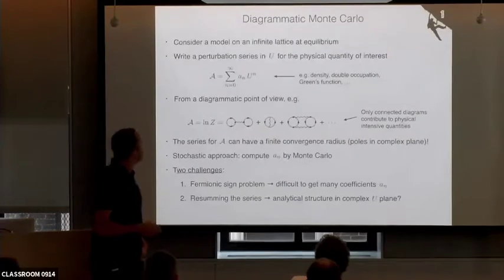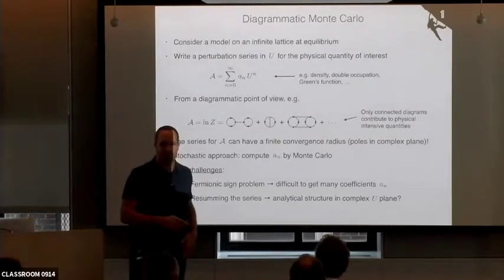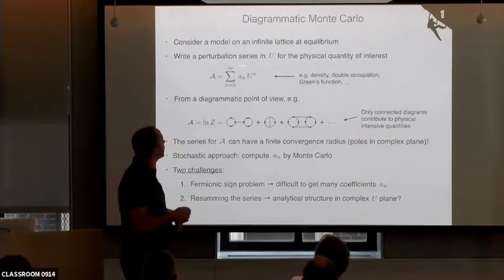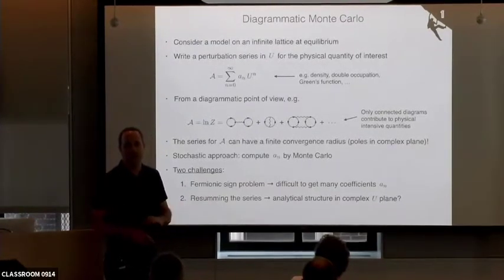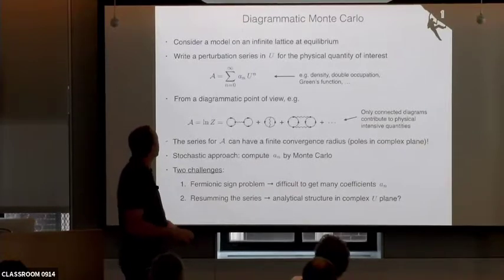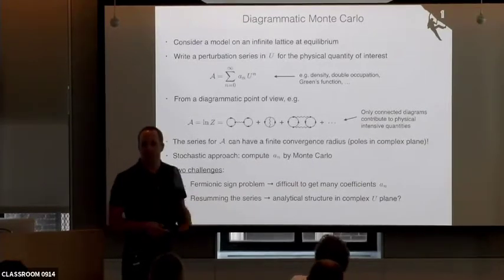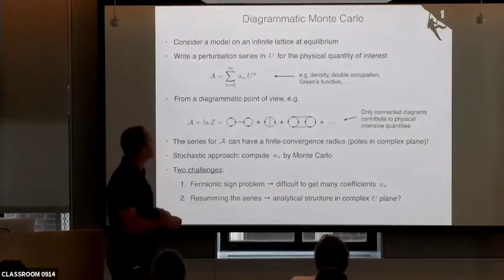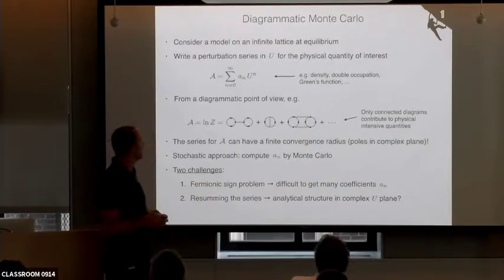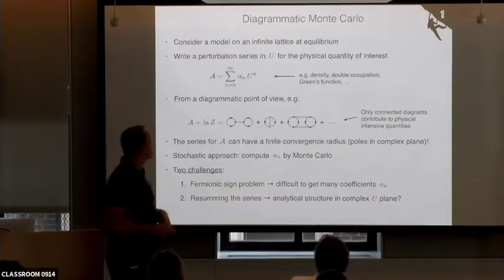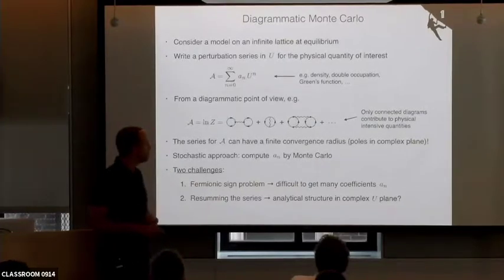Oh, sorry. So just to remind you, diagrammatic Monte-Carlo: what I'm considering is a model, the Hubbard model, on an infinite lattice at equilibrium. So I will only talk about equilibrium here. And the idea is to construct a perturbation series for an observable of interest, say in powers of the interaction U. So this can be double occupancy, density, a Green function, anything. It has usually quite a nice diagrammatic interpretation. For example, for something like pressure or log Z, this would be the sum of all connected diagrams.